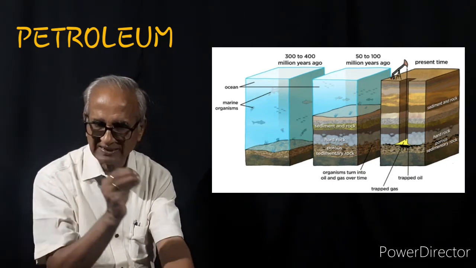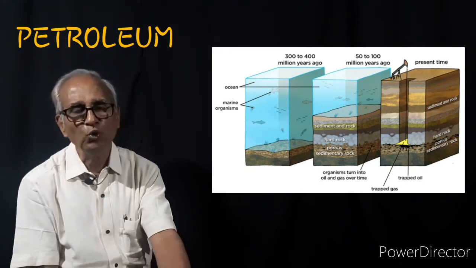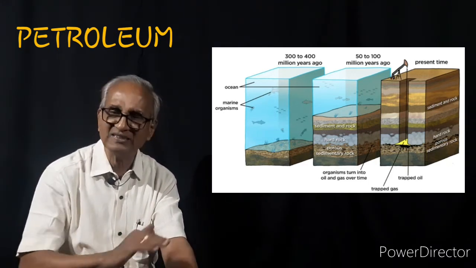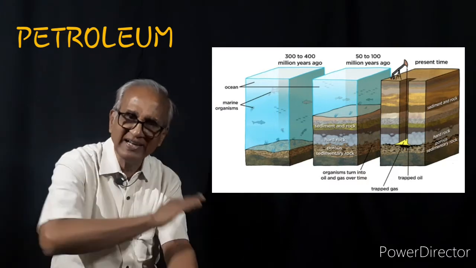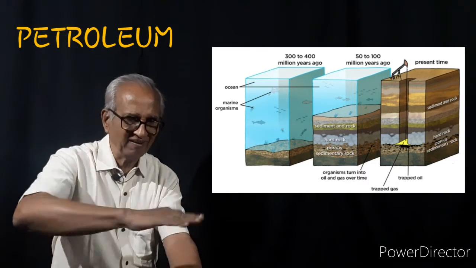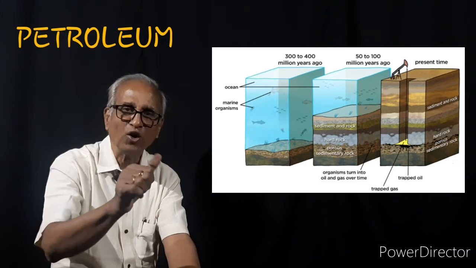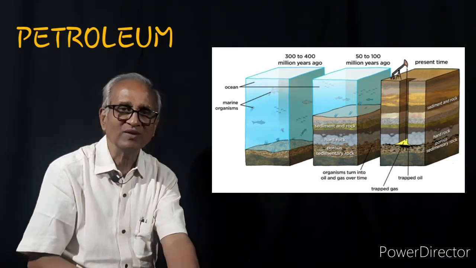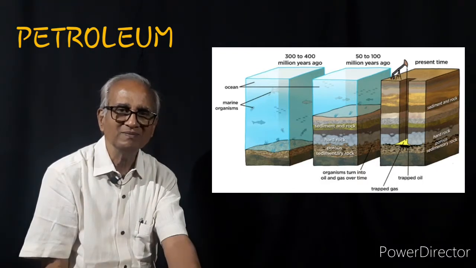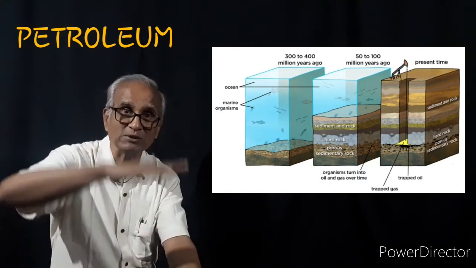Now the organisms died there. Their bodies settled down at the bottom of the ocean or sea. They got covered by layers of soil, layers of sand, layers of clay. Now, when they got covered by sand and clay, layers and layers of them, what happened? The dead organisms did not get air. Air was cut. Oxygen was cut. And a lot of pressure was there on the organisms.